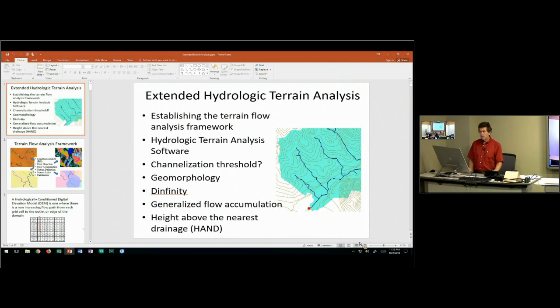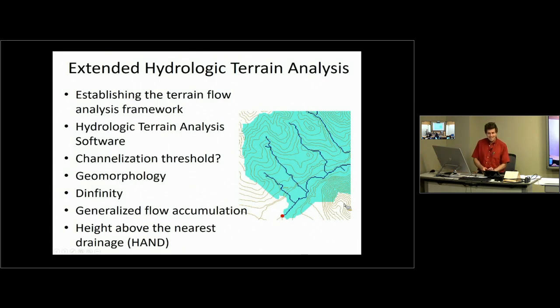That should be exciting. So what I wanted to do today was talk more about hydrologic terrain analysis and finish off some of the things I didn't finish last time. We were talking about what I like to call the terrain flow analysis framework, this whole framework where we start from a grid digital elevation model and end up with a set of data structures that we can extract useful information from. I'll talk about some of the software that's used for that, because it's not only ArcGIS. Then we'll get into some of the details of the channelization threshold.